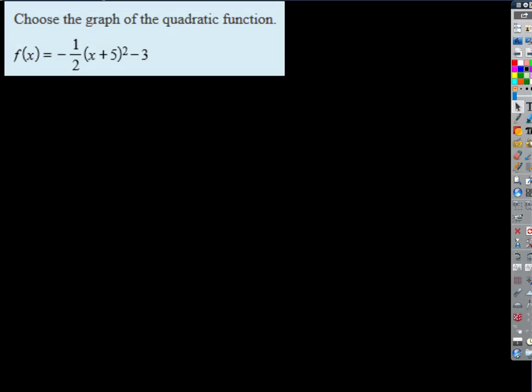Let's look at some examples. So on this first one, we want to choose the graph of this function. But let's just break this into pieces, right? So what we want to always do is ask, what form is this in? What do we call that?